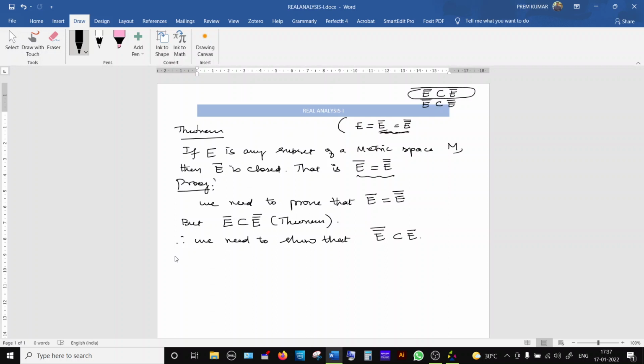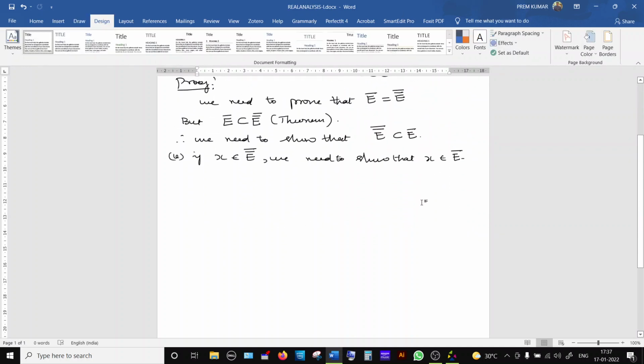That is, if X belongs to this set, we need to show that the same X belongs to E bar. So this is what we have to prove. Finally, we have to prove this. So now we are going to assume that X is an element of E double bar.